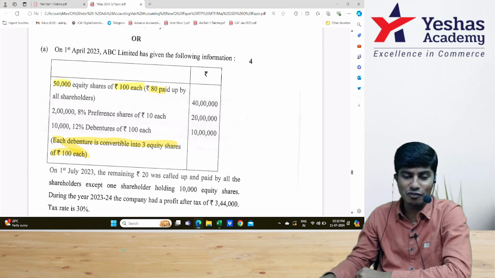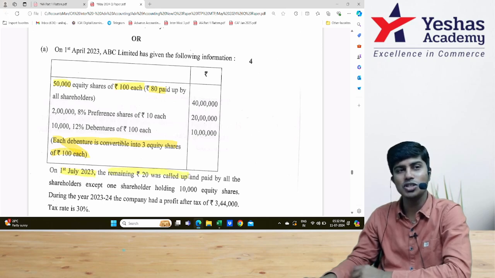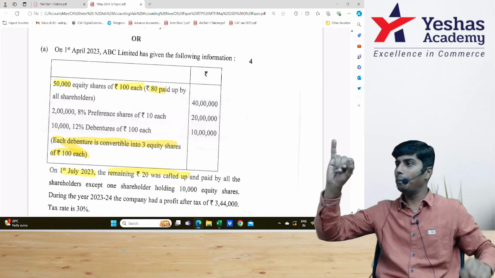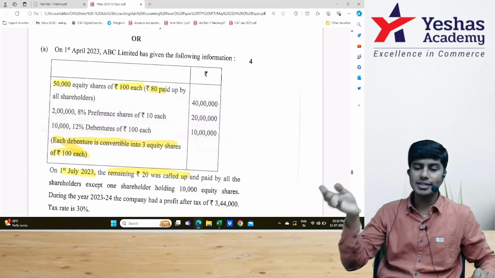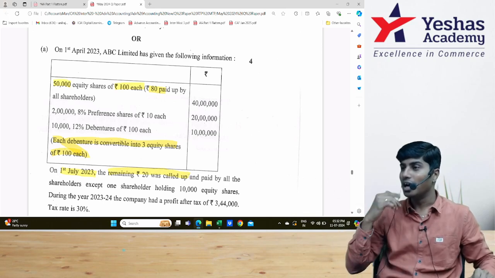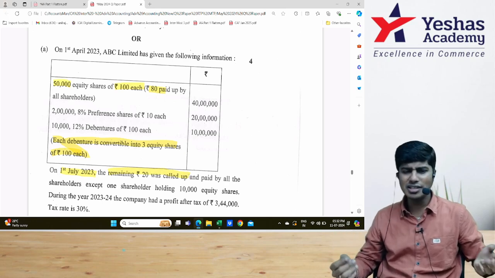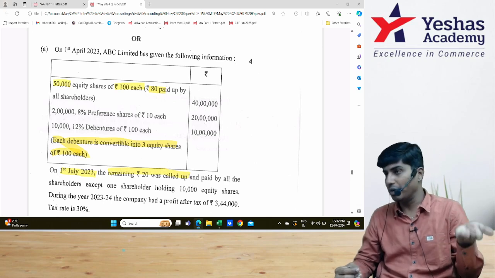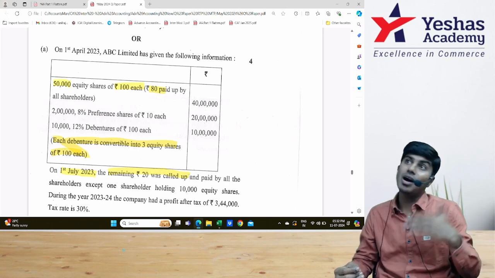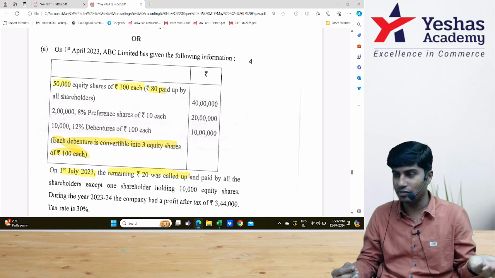Read the question. On 1st of July 2023, the remaining 20 rupees per share was called up. So April, May, June, shares are rupees 80 paid up. August to March, shares will be rupees 100 paid up. Is it so? Then simple: 50,000 into 80% into 3 by 12. 50,000 into 100% into 9 by 12.